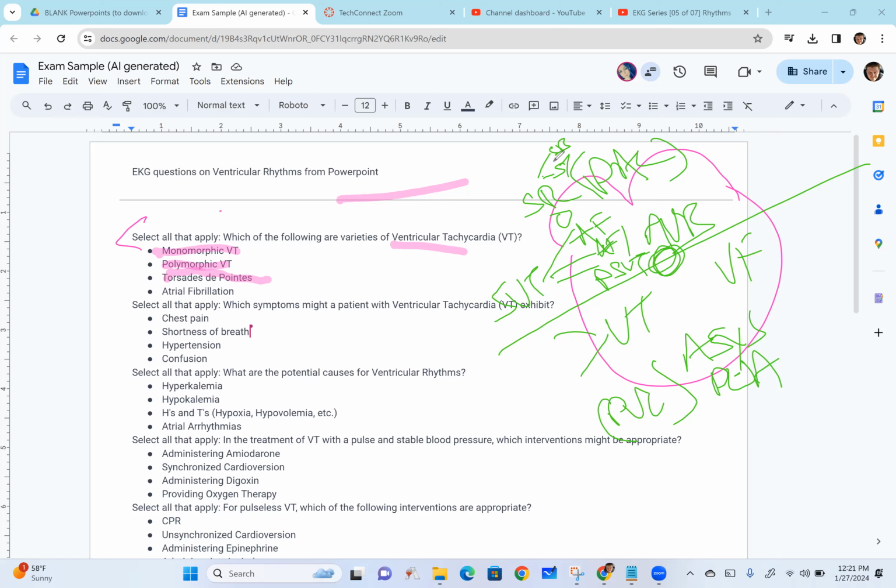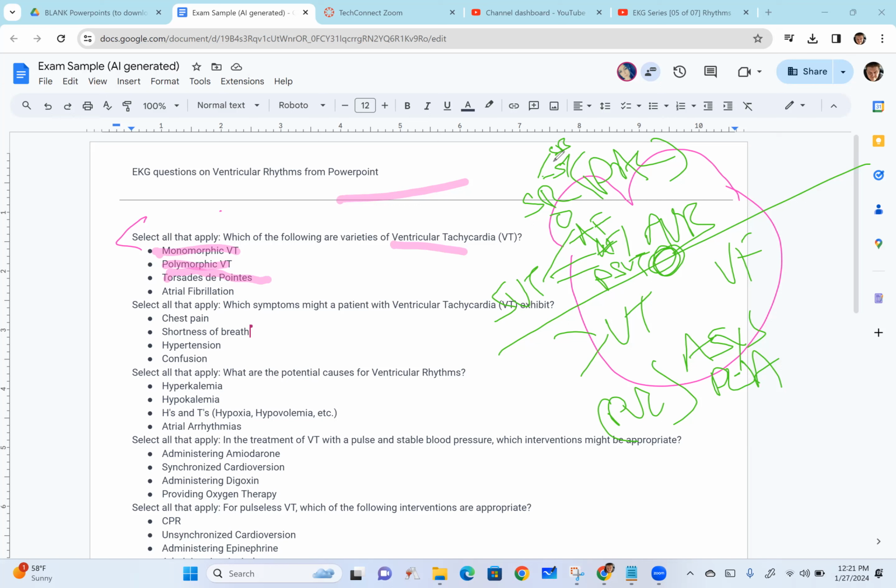The first symptoms, and then nurse interventions: how do you know someone is tolerating the rhythm? You're assessing those things, right? Do they have chest pain? Do they have shortness of breath? Do they have hypotension? So how do you assess if someone has hypotension? You do blood pressure. So that's why it's ABCs for a patient with a pulse, right?